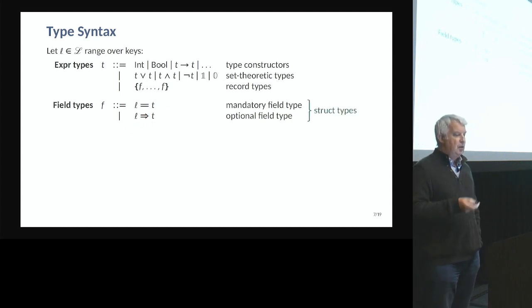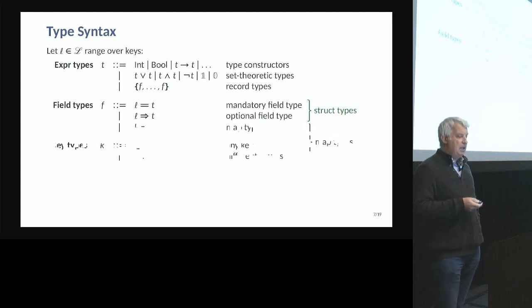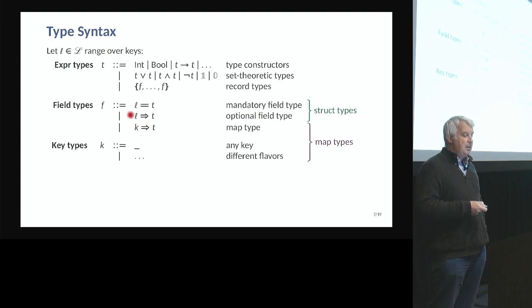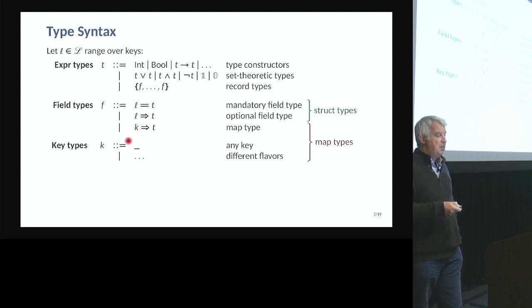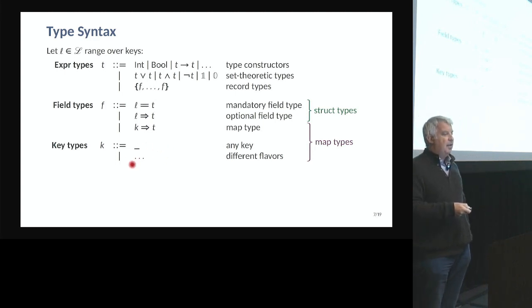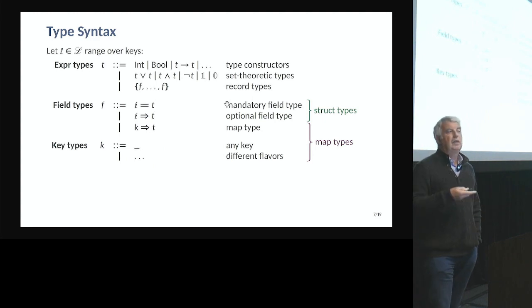And this is the usage of struct types. And for map types, we add a new field, which maps some key types, a subset of keys, to some type t, okay? And what are these key types? Well, at least underscore, which means all the other keys are mapped to a value of this type, and something else that depends on the language you use.